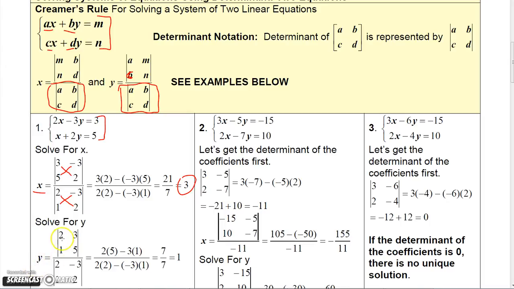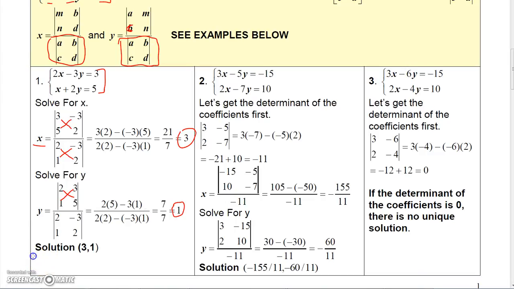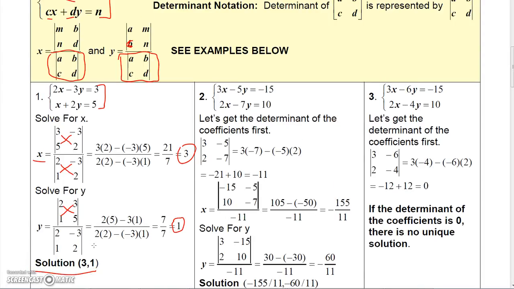Now, for y, the first column is going to be the coefficients of the x values, and then the second column is going to be the constants. And so when I do this determinant, I get 2 times 5 minus 3 times 1, so that's 10 minus 3, which is 7, and the determinant on the bottom is the same as I had up here, so its value is still going to be 7. So I'm going to have 7 over 7, which is 1, and so the solution is (3, 1).